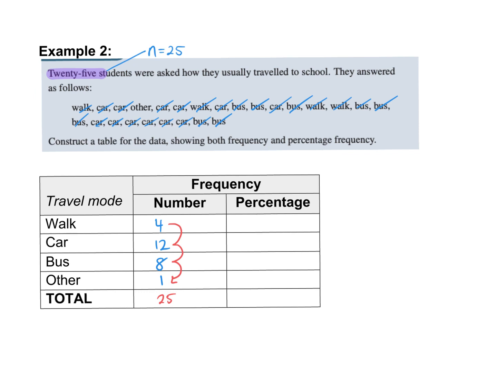So that's good. Okay, so then we need to go and create the percentages. The percentage would be 4 out of the total, which is 25, and then times 100, and we're going to get the percentage.